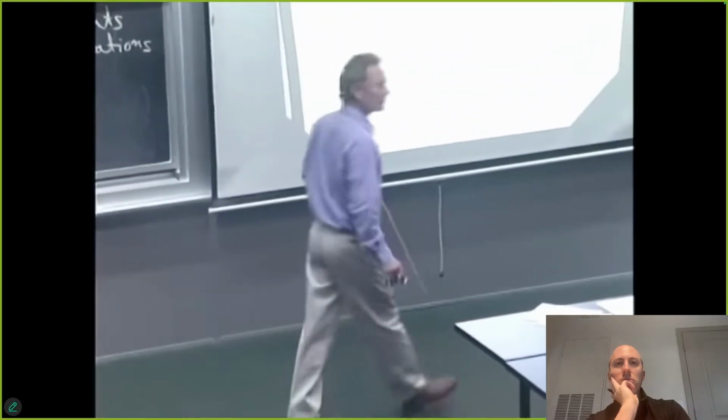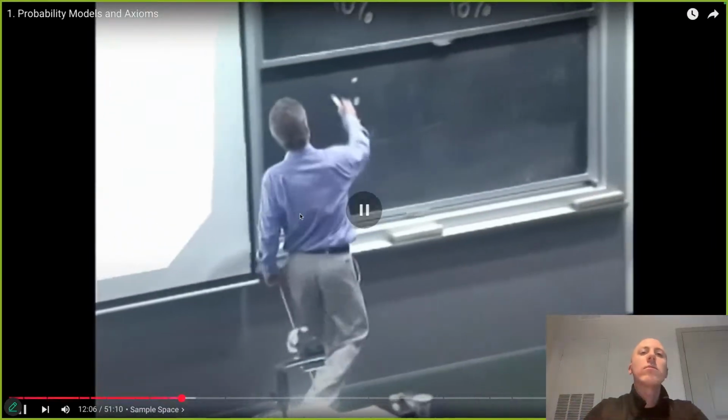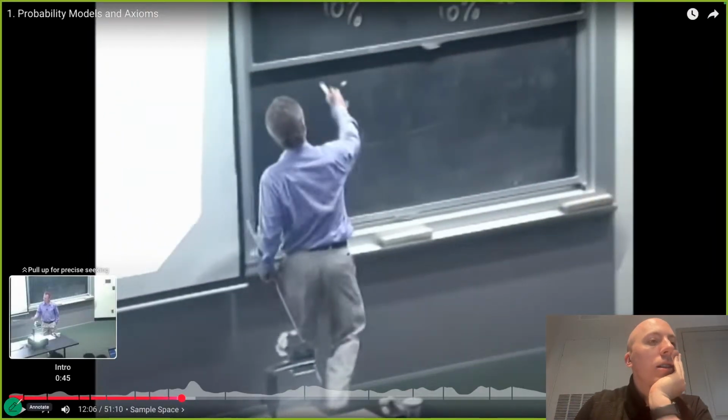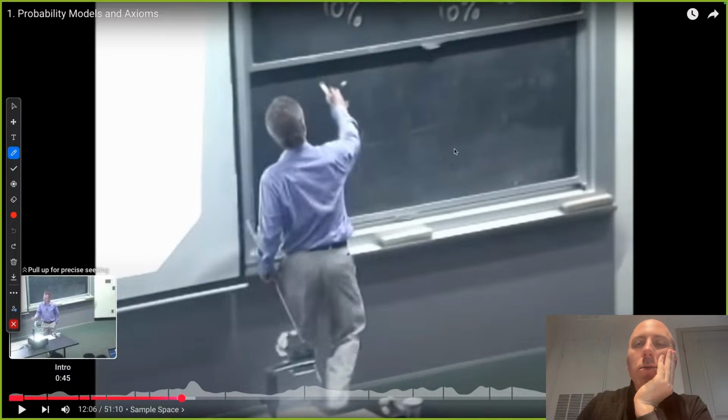I used the word list, but if you want to be a little more formal, it's better to think of that list as a set. So it's like a set of all possible outcomes. If you're flipping a coin, the set of all possible outcomes is heads and tails. So this is an outcome, and this is an outcome.